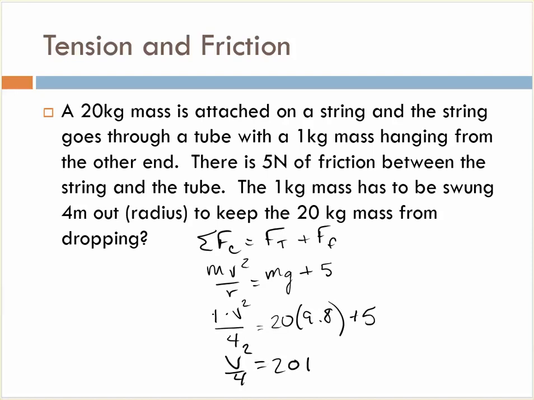Now I got rid of the 1 because it doesn't do anything here, so I just went to v squared over 4. Multiply by 4, and we get v squared equals 804, square root it, and we find out that the velocity turns out to be 28.4 meters per second. Well, hey, hopefully that was beneficial for you guys. I'll catch you on the flip side.